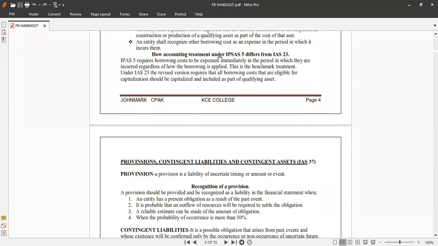Good. Then I have explained the accounting treatment under IPSAS 5. IPSAS 5 is an International Public Sector Accounting Standard. IPSAS 5 differs from IAS 23. Under IPSAS 5, borrowing costs are required to be expensed immediately in the period in which they are incurred, regardless of how the borrowing is applied. This is the benchmark treatment. But under IAS 23, the revised version requires that all borrowing costs that are eligible for capitalization should be capitalized and included as part of the qualifying asset. So under IPSAS 5 they are expensed, under IAS 23 they should be capitalized.